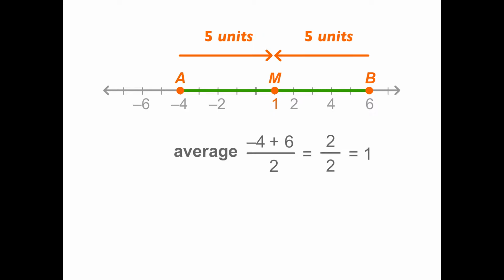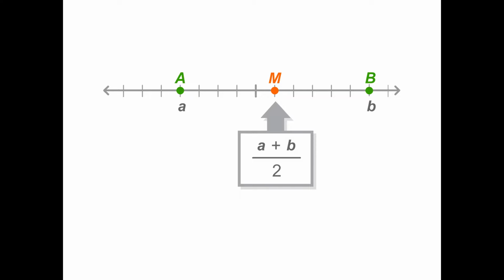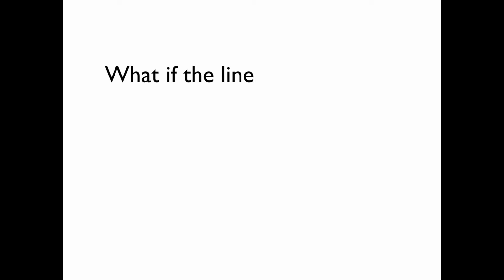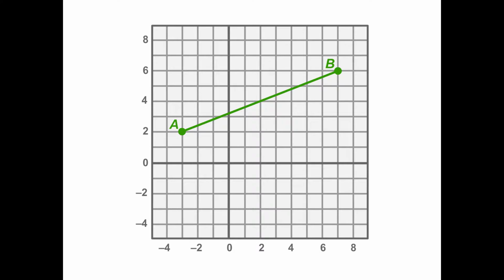In general, the midpoint of a segment on a number line whose endpoints have coordinates A and B is A plus B divided by 2, or simply the average of the two coordinates. What if the line segment is on a coordinate plane? Okay, let's create a segment with endpoints at (-3, 2) and (7, 6).